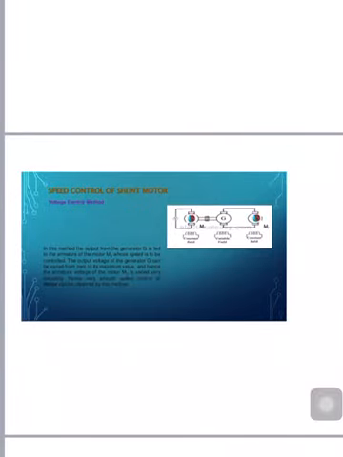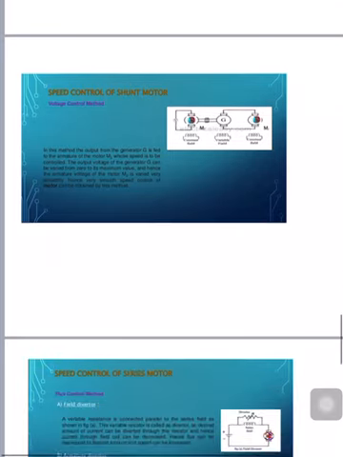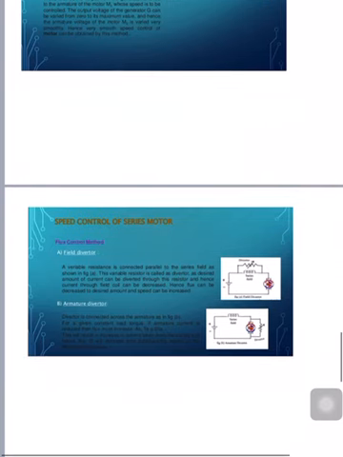Next one, the same here also. In this method, the output from the generator G is fed to the armature of the motor M2, whose speed is to be controlled, and the output voltage of the generator G can be varied from 0 to its maximum value. Hence the armature voltage of the motor M2 is varied very smoothly, hence very smooth speed control of the motor can be obtained by this method. So this is about the Ward-Leonard method.